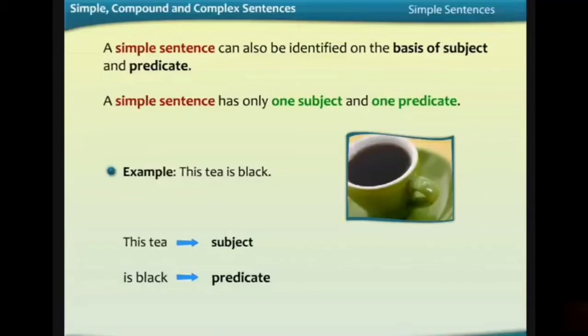Let's see one example. This tea is black. Okay. So in this sentence, we can say this is a simple sentence. How? Because we know one subject. What is subject here? This tea is black. It's a predicate or it is a verb phrase.